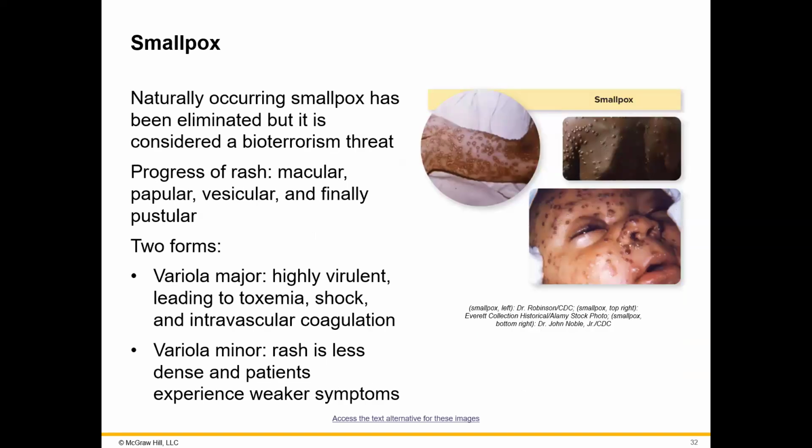Smallpox is another vesicular rash disease. We have macular, then papular, then vesicular, and finally pustular.